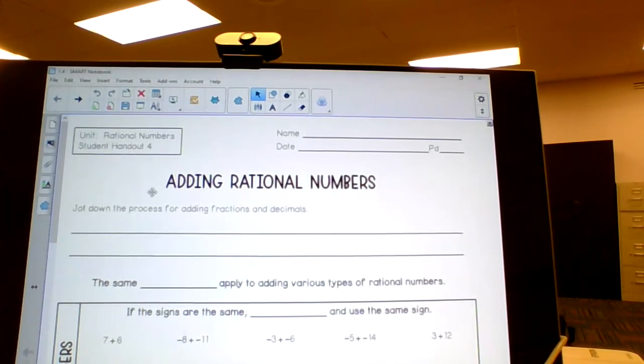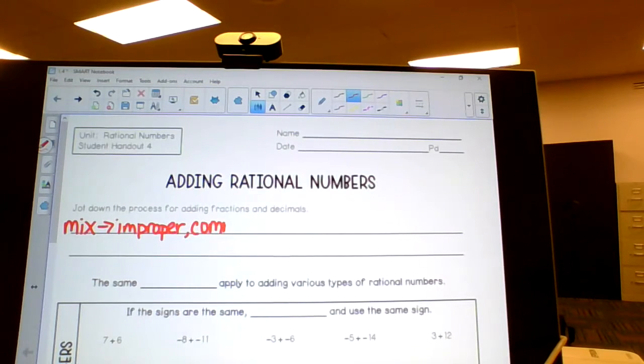So we just added a fraction on our bell work. So the first thing I did was make mixed into improper. And then I always need a what when I'm adding fractions? Common denominator. A common denominator. And then I'll just add or subtract the numerators. So this is what we should be writing. So add or subtract the numerator.